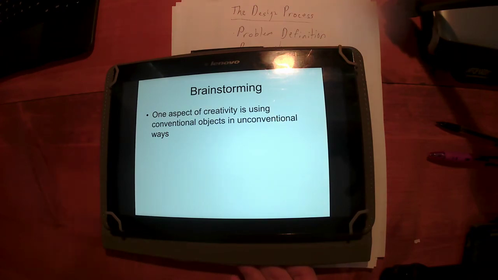Okay? And try to think about using conventional objects in an unconventional way. I remember one of my freshman level design courses, one of our midterm questions was write down 20 ways to use a spoon. What are 20 uses of a spoon? And that literally was a midterm question. And the point of the exercise was to get you to think about using a common conventional object in an unconventional way. And it's a really good exercise to do.